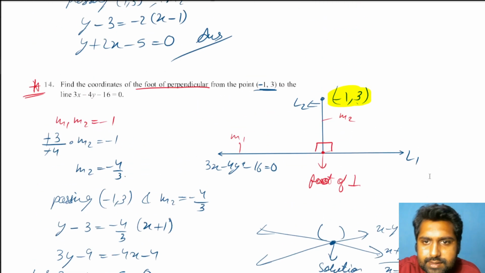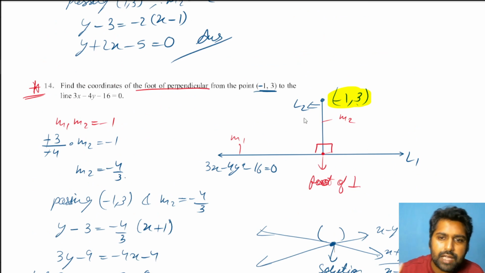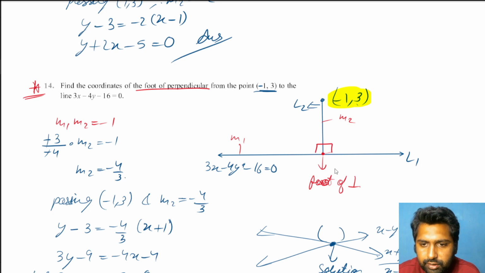Now look at this foot of perpendicular. This is the intersecting point of L1 and L2. That means if I solve L1 and L2, the two equations, using elimination, substitution or anything, and get the value of x and y, that value of x and y will be the coordinates of this foot of perpendicular. I hope you can understand this.